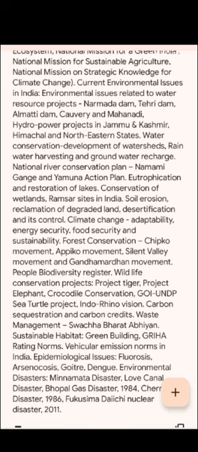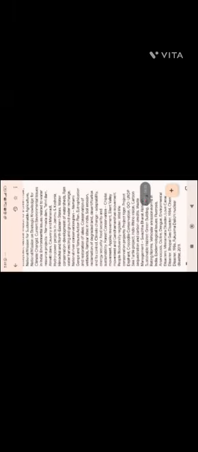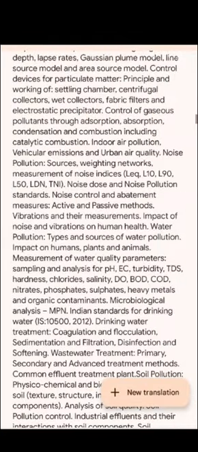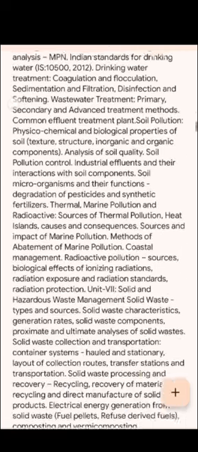Soil erosion. Reclamation of degraded land, desertification and its control. Climate change, adaptability, energy security, food security and sustainability. Forest conservation, Chipko movement, Appiko movement. Silent Valley movement and Gandhamardan movement.